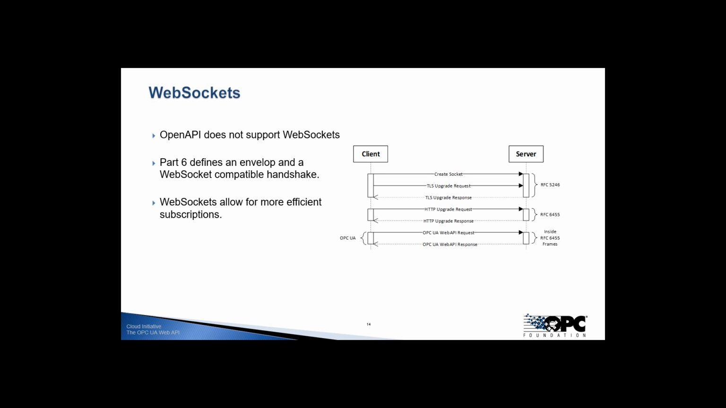Now, WebSockets allow for much more efficient subscriptions. Most sophisticated web clients nowadays will attempt to use WebSockets, and if they can't use WebSockets, they'll fall back to using straight HTTP. The OPC UA Web API is designed for that kind of dual mode operation, so that would be a very straightforward architecture for you to implement.